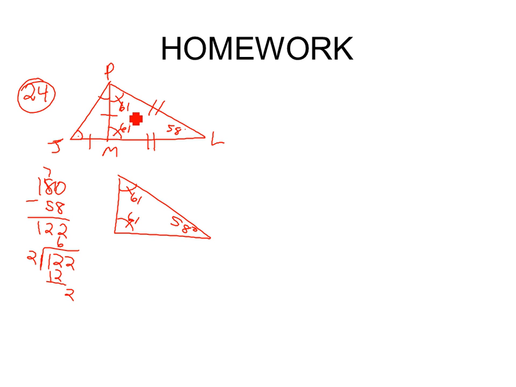What could we do next? 61 plus 61 plus 58. 58 corresponds, I think, to J. Well, L corresponds to J. In a way. Are these two triangles congruent? No. But wouldn't angle PML be congruent to PMJ? These two would be congruent? They're adjacent.